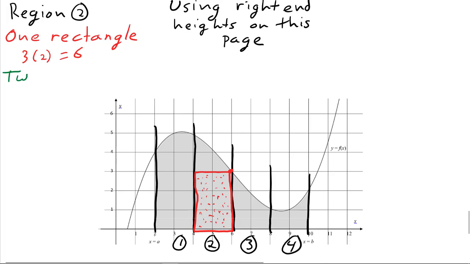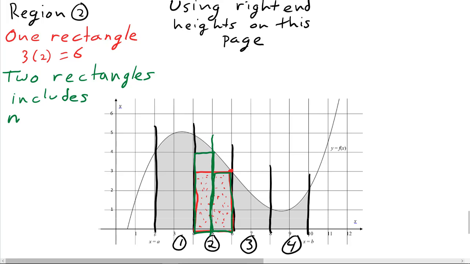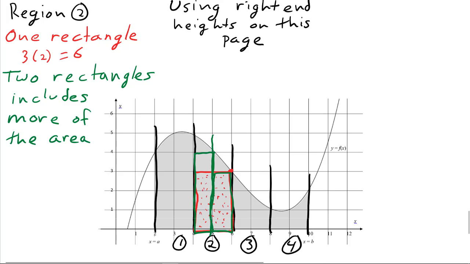So now I break the region into 2 rectangles, each half as wide as the rectangle we started with, and now we have 2 different right ends. Each rectangle has its own right end and therefore has its own height. And we see the one on the right has the same right end as before and the same height, but the one on the left has a right end that's now higher. It's now at 4, and so we're taking in more area, more of the shaded gray area that we actually wanted to find. So we're getting a more accurate result.